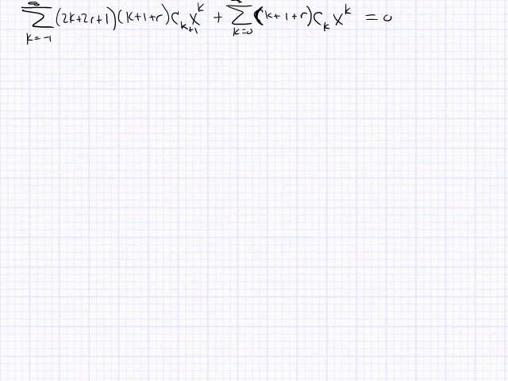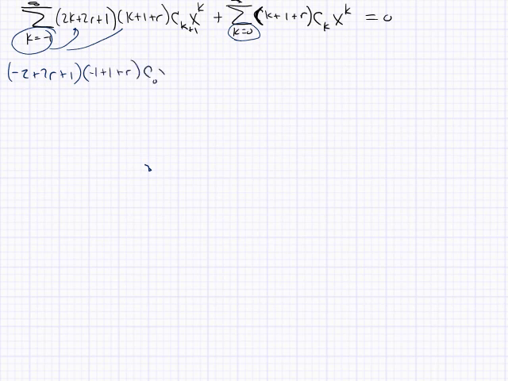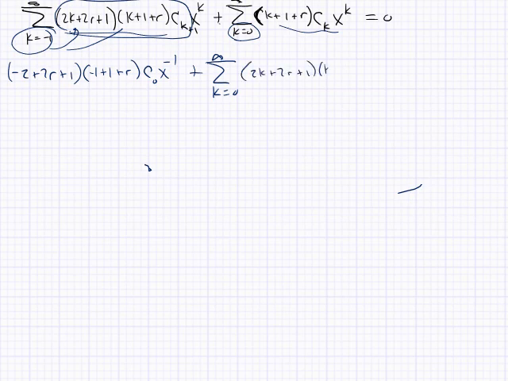Okay, so in this, we have to finish this off. We've got to run one term out of here because this starts at negative 1, this starts at 0. So we'll plug k equals negative 1 in. We'll get negative 2 plus 2r plus 1. Then we're going to get negative 1 plus 1 plus r, c sub 0, x to the negative 1. Now the whole thing starts at 0. So I'll take this one plus this one starting at 0. So I'll have this coefficient, which is (2k plus 2r plus 1), (k plus 1 plus r), c sub k plus 1, plus (k plus 1 plus r), c sub k. And that whole thing is x to the k, and that should equal 0.